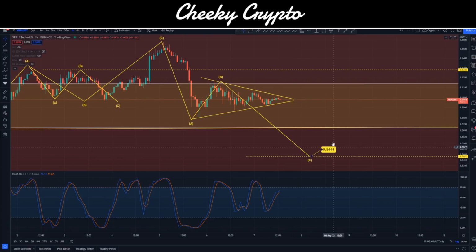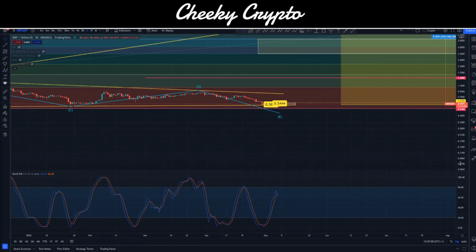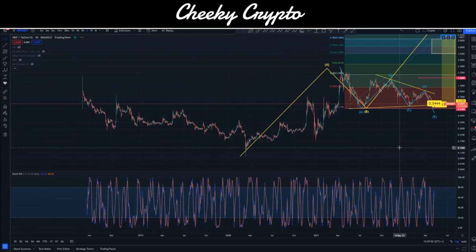Okay, so that kind of covers the here and the now, kind of what I'm thinking is going to happen over the next few days, right? Probably as we get into early next week. Nothing too much to kind of really talk about there. Now, of course, we can come up into our daily. We can talk about the triangular pattern. I've spoken about this a lot.